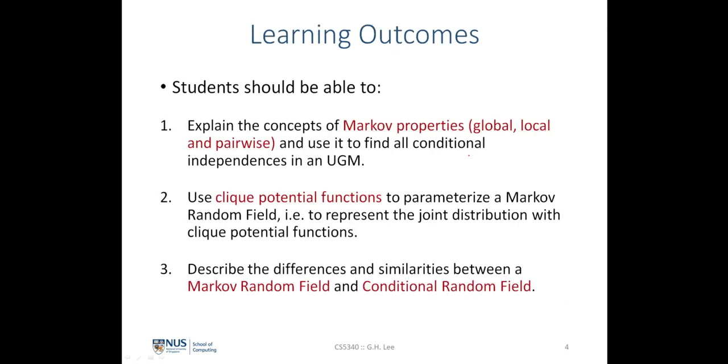Hopefully by the end of today's lecture, you will be able to explain the concepts of Markov properties. In particular, you'll be able to define the global, local, and pairwise Markov properties and use them to read off all conditional independences from an undirected graphical model. We'll look at the definition of clique potential functions, which we will then use to parameterize the joint distribution of a Markov random field. Finally, we will look at the differences and similarities between a Markov random field and a conditional random field, which are both undirected graphical models.